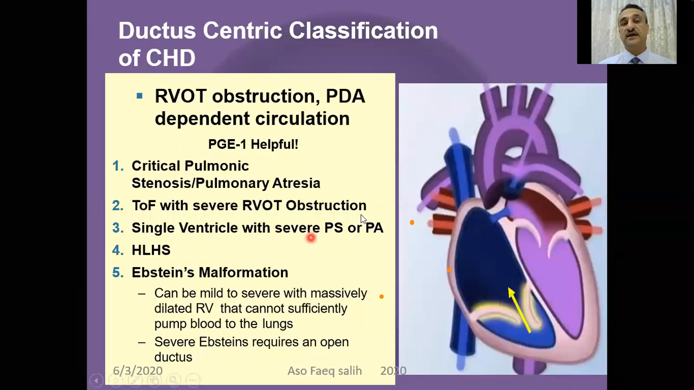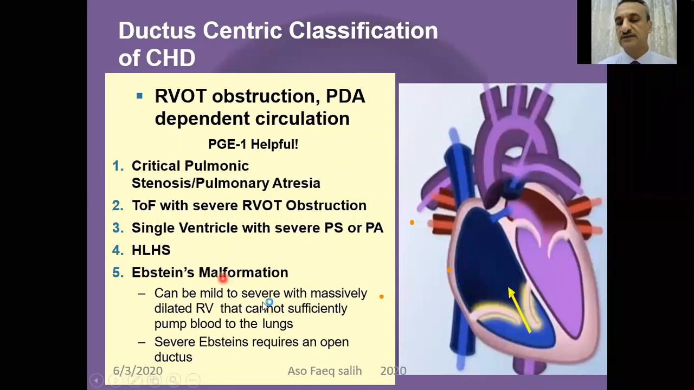Then, there are very important pathologies in cyanotic congenital heart disease, which are rare but very critical. When you are facing a small baby with RVOT obstruction who is PDA dependent, all the flow in their heart depends on the PDA. They will present with severe cyanosis. For example, critical pulmonary stenosis, pulmonary atresia where you have no pulmonary artery, or tetralogy of Fallot with severe pulmonary stenosis, or single ventricle with severe PS and pulmonary atresia, or hypoplastic left heart syndrome when the left side is not present.